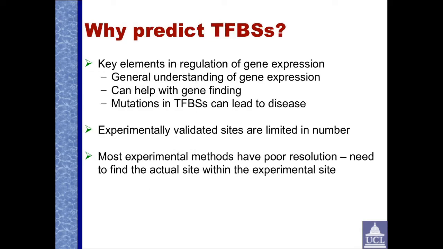Why do we need to predict transcription factor binding sites? Well, they are key elements in the regulation of gene expression. So they give us a general understanding of how gene expression works. They can help with gene finding, as was discussed in the previous lecture. And mutations in transcription factor binding sites can lead to disease. Experimentally validated sites are limited in number, and most experimental methods have relatively poor resolution, and thus one needs to find the actual site within the experimentally identified site.